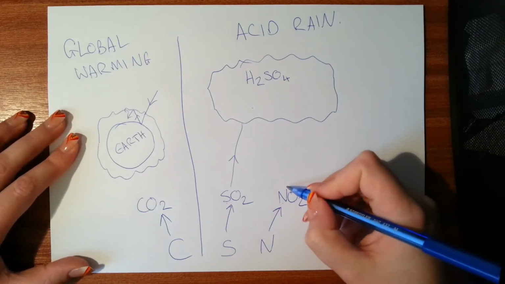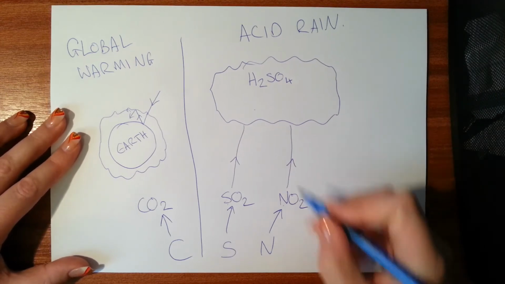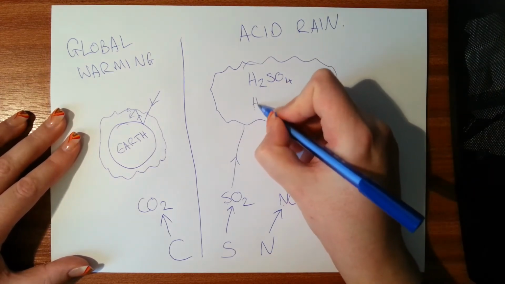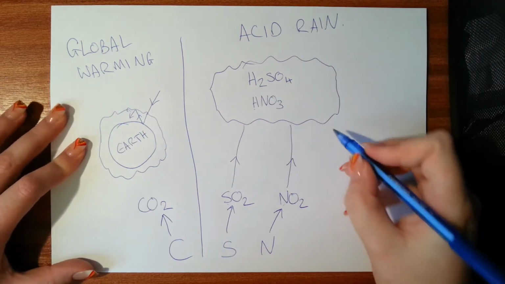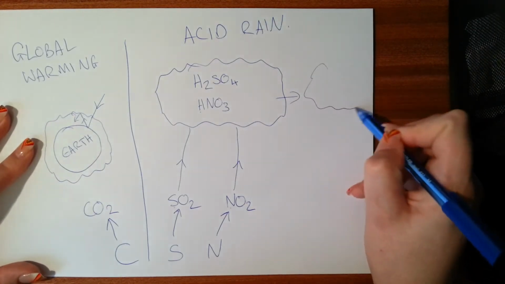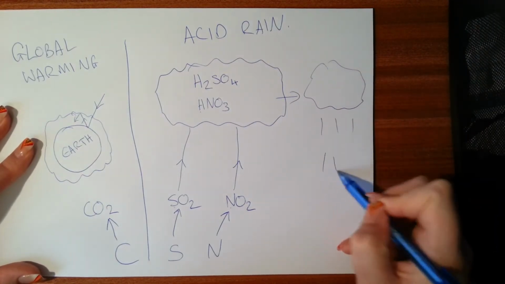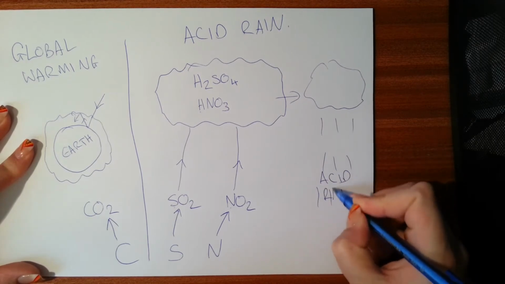The nitrogen dioxide also dissolves in the rainwater in the cloud and produces nitric acid, HNO3. That's our nitric acid. Then that gets blown across the land, and then it will rain down, and that is the acid rain.